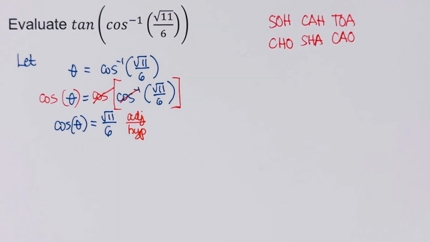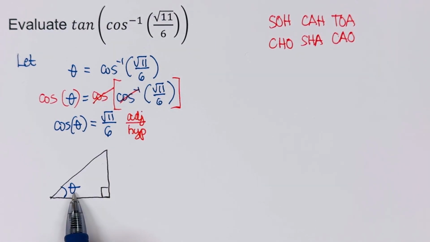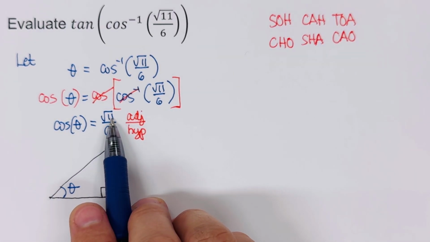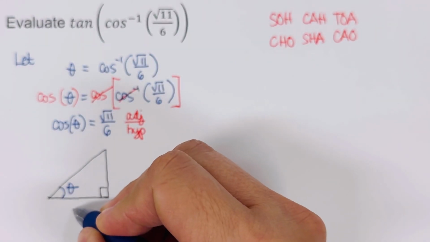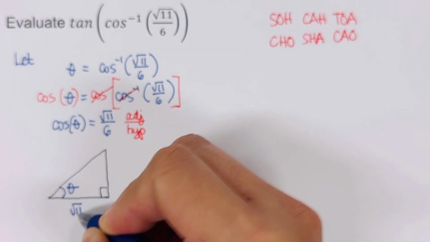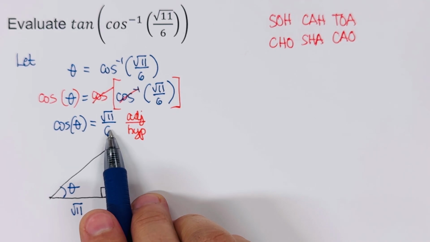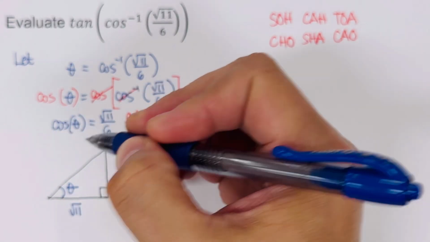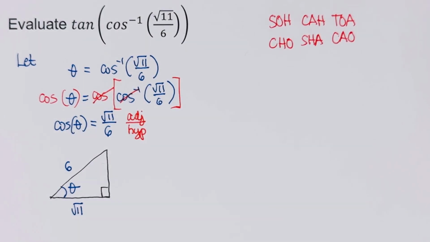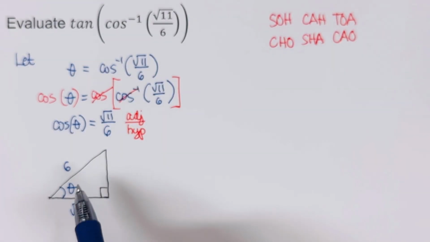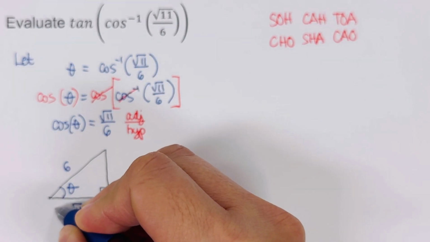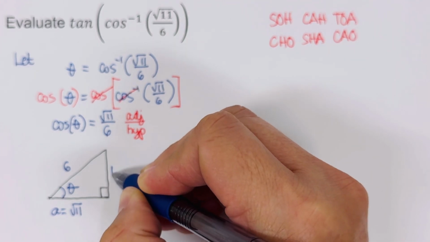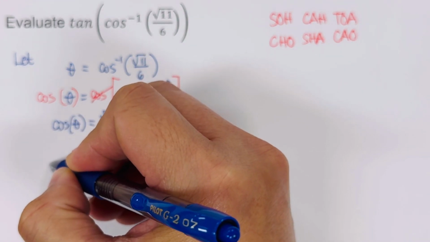So let's go ahead and draw the right triangle. So if our theta is located here, square root of 11 is adjacent. So I'm going to go ahead and write that down here. That's square root of 11. 6 is the hypotenuse. It has to be on the longest side. So this is 6 right here. So we actually have a right triangle with two legs. This is our A, this is our B and this is our C.